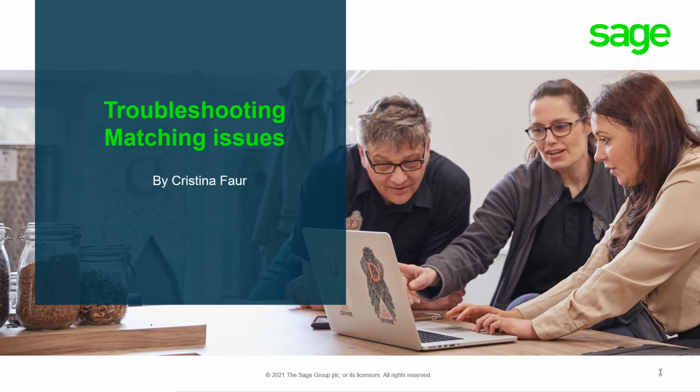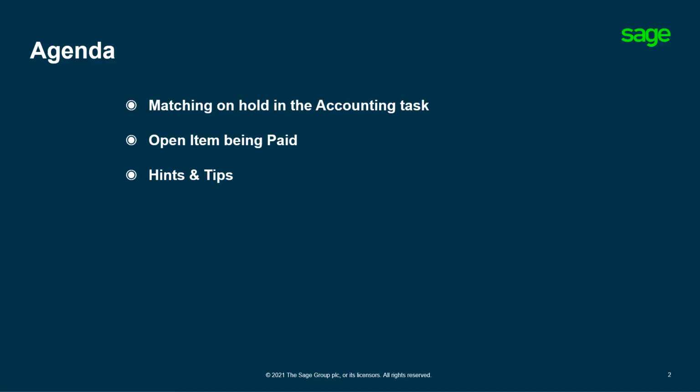This is a presentation on how to troubleshoot the matching issues. I will be starting with matching on hold in the accounting task, followed by open item being paid, ending with hints and tips. If you are wondering why I chose these topics, it's because we all have had, at some point in time, issues with the matching.